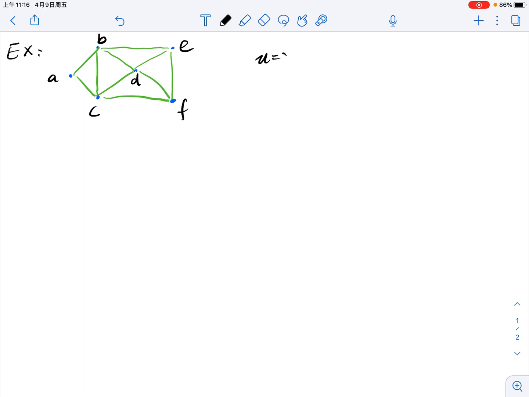We start with A. A is our root point, and then we first get AB, and then from AB we get BD, and then DE.